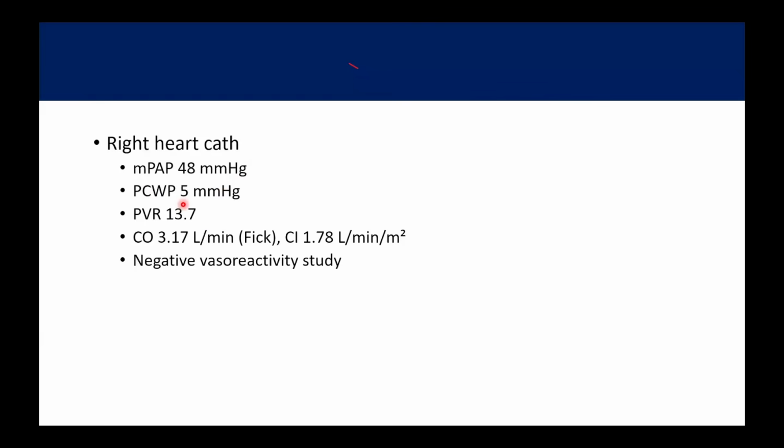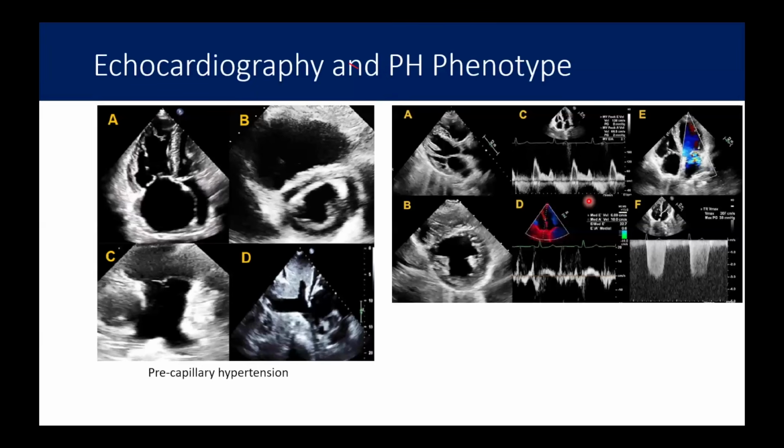His wedge pressure was 5, so his LV was okay. And his PVR was extremely high at almost 14 Wood units, with a cardiac output of about 3.17 liters per minute by Fick, but when indexed, it was low at 1.78, and he had a negative vasoreactivity study. And so this was a case of pre-capillary pulmonary arterial hypertension that was confirmed with a right heart cath as well.